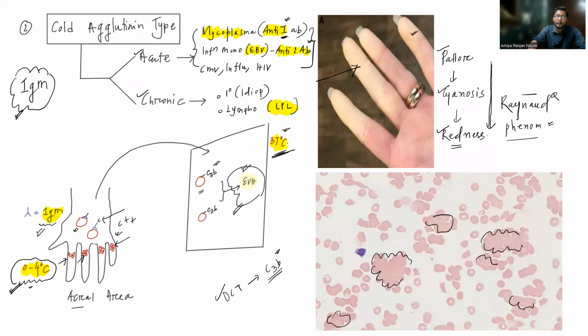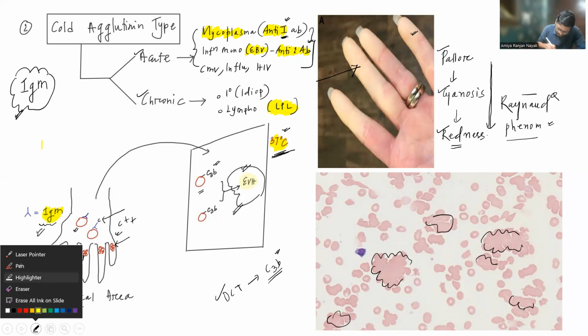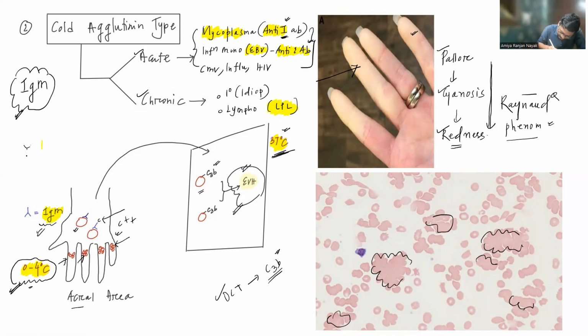Okay, one more point. Why is this agglutination happening here? Because this IgM, these antibodies, are pentameric structures. I mean, 5 monomers will be joined to each other through a linkage. So they are actually pentameric. That means they contain 5 antibodies.